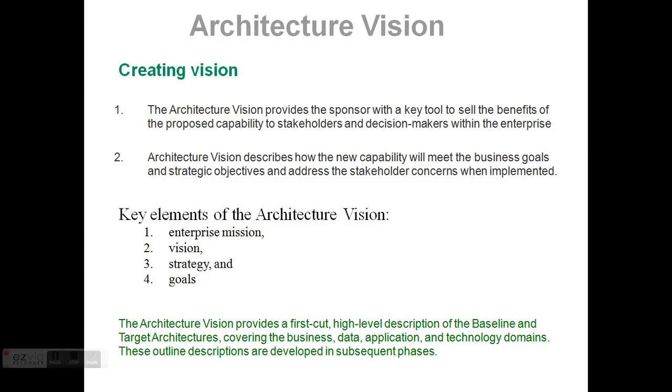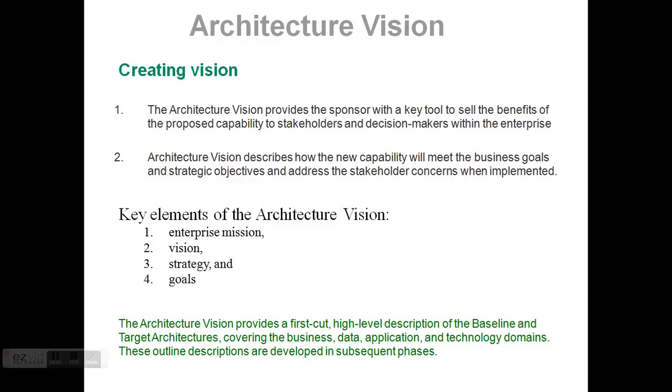So we want to see what the current state is and what is going to be, and therefore understand the gap between as-is and to-be. The key elements of the architectural vision are basically the four points that we already mentioned: enterprise mission, enterprise vision, strategy, and goals.